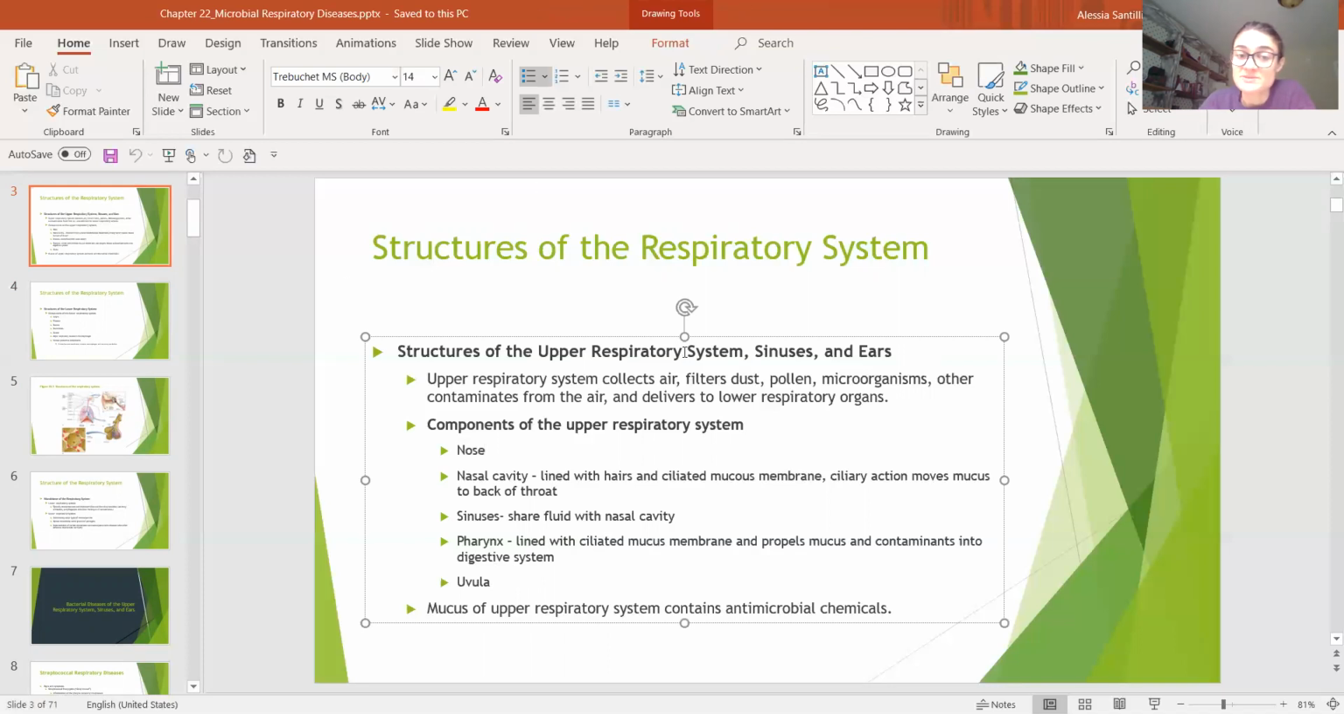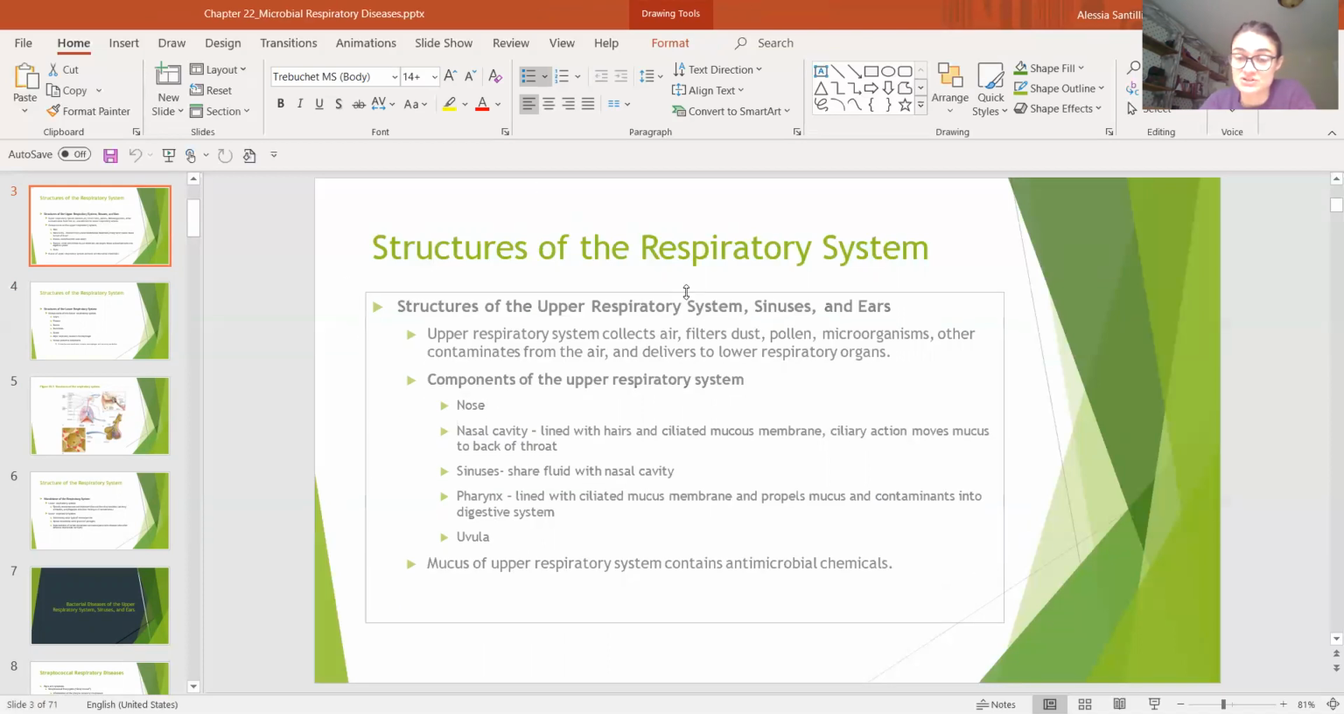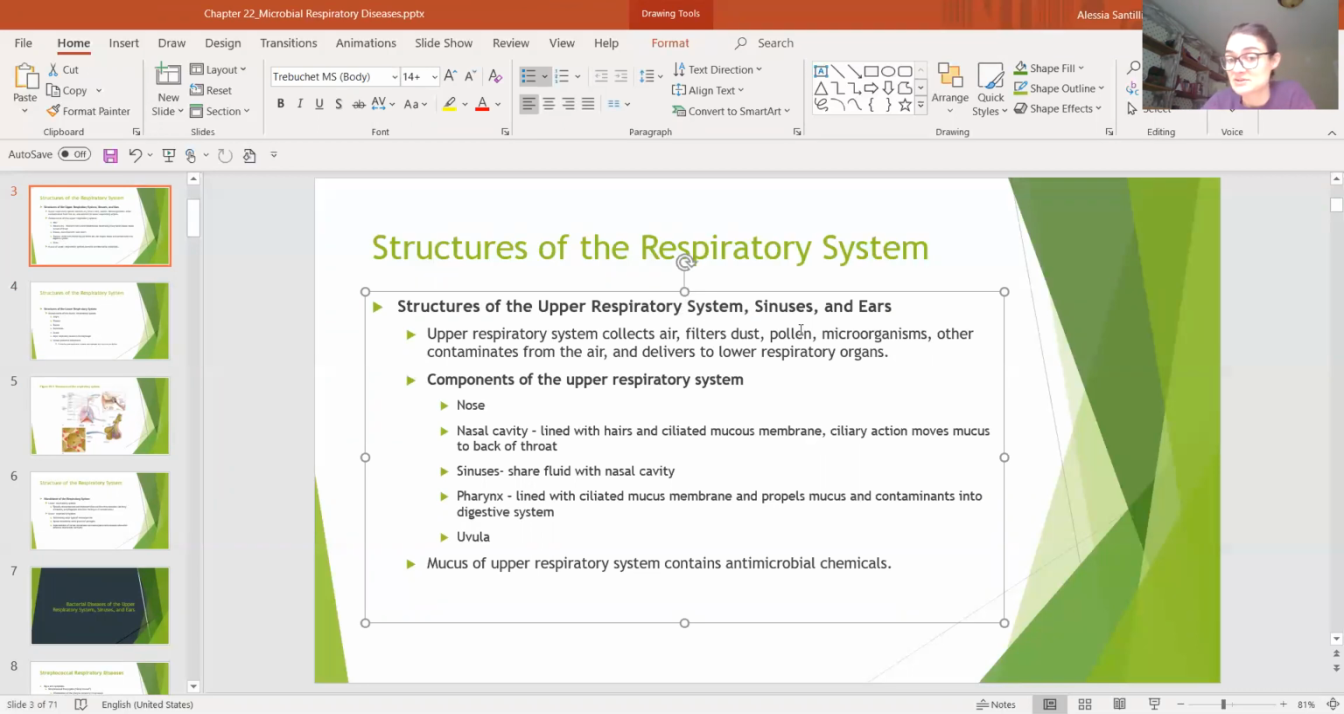So the upper respiratory system collects air, filters dust, pollen, microorganisms, and other contaminants from the air, and then delivers this filtered air to the lower respiratory organs. So the ciliary action is very important. These little hair-like structures are very important for our entire respiratory system. This is how we filter our air.